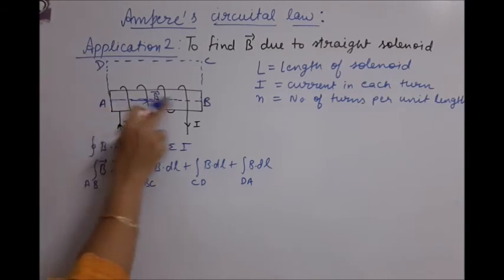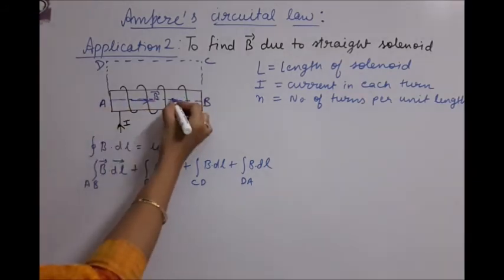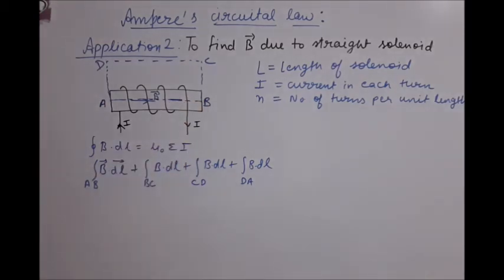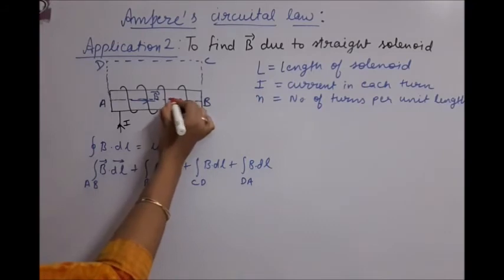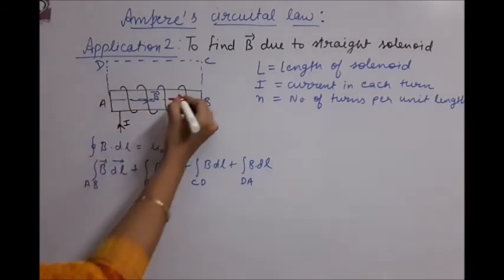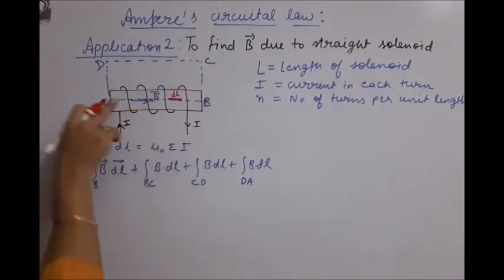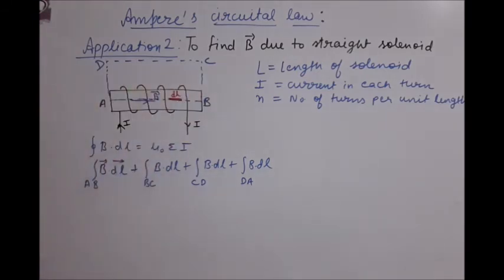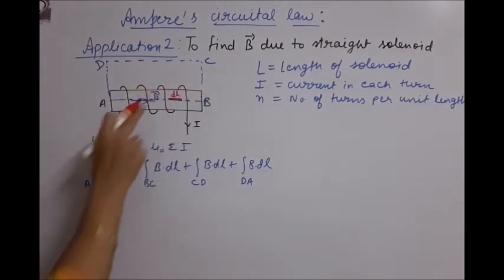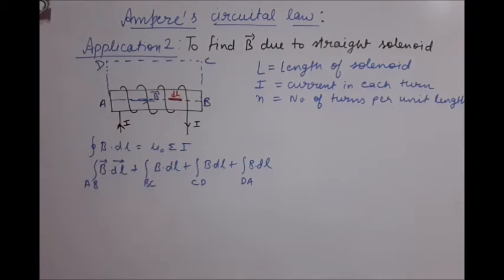So here on AB, if we take a dl, I can show you with some other color pen. Suppose any dl I have taken on this AB. So this is my dl. Now you see the B vector direction is also here only. So how much is the angle between B and dl? 0 degree, because both are in the same direction.